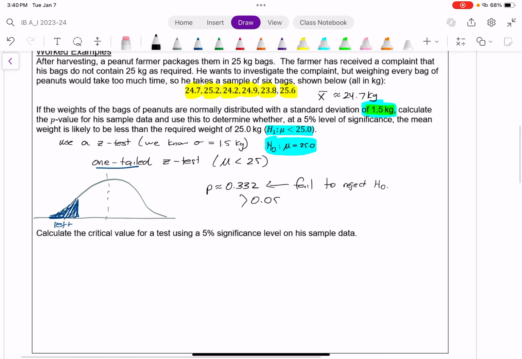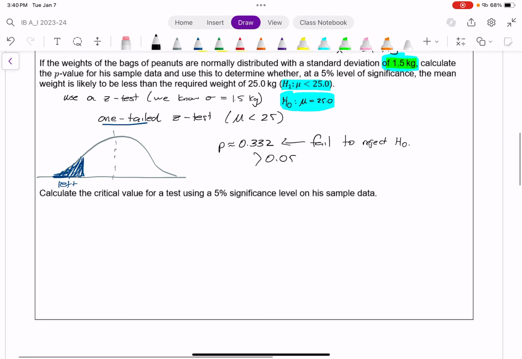Right? So the mean of the sample was less than 25 kilograms, but we don't have enough evidence to say that the actual population mean must be less than that, because it was just a sample of 6. The larger the sample, for example, if we had a sample of 50 bags and the same mean of 24.7, then we probably would find that we would actually reject H0.